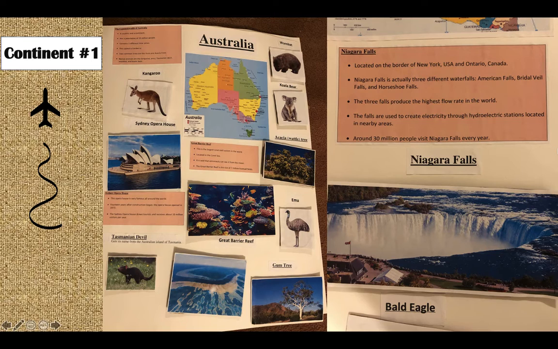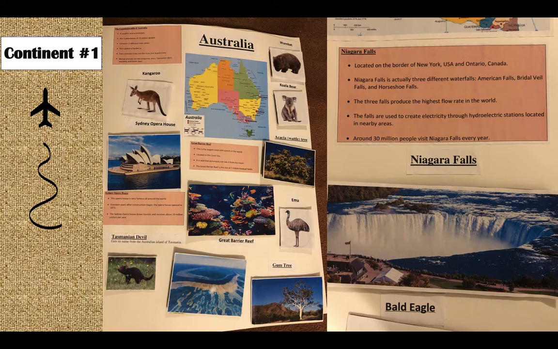So, the first page of the book is Australia, which is continent number 1. And something important to note here is that all of the pictures on this page are removable because they have Velcro on the back of them. So if I was reading this in my classroom, all of these pictures would be removed prior to the beginning of the reading. And then as I was reading, I would invite the students to place the pictures in the correct areas as I was reading information about that continent.